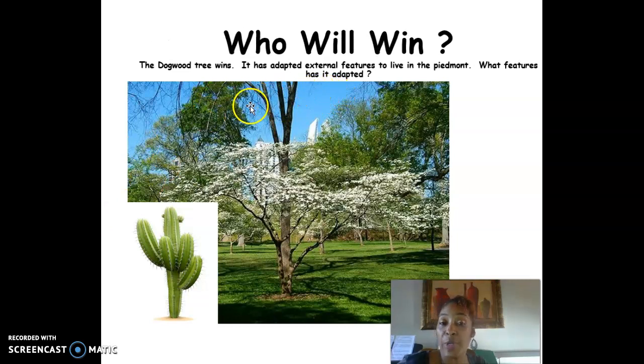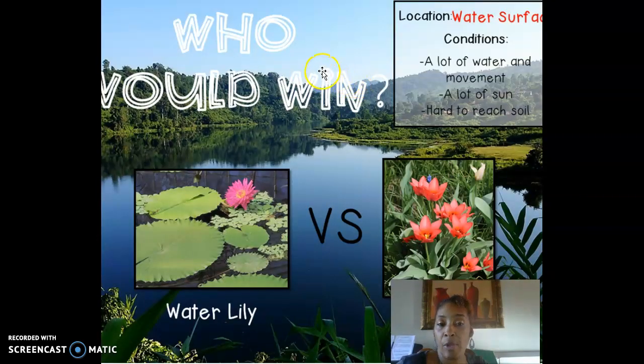The dogwood tree wins. It has adapted external features to live in the Piedmont. Think about what features the dogwood tree has adapted. The cactus cannot live in the Piedmont. Who will win? The water lily or the tulip? Take a moment to jot down your thoughts.